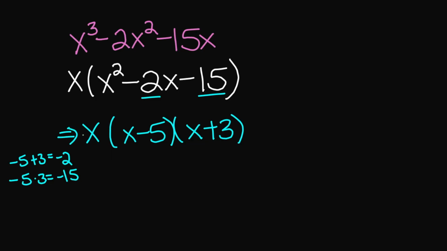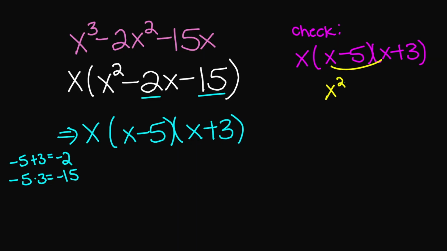Now, if you were to check, let's see how it would look if you are checking it. So this is your answer here. We're going to multiply x times x. This is going to be x squared. X times 3 is going to be positive 3x. Negative 5 times x, negative 5x. And then negative 5 times 3, that's a negative 15.